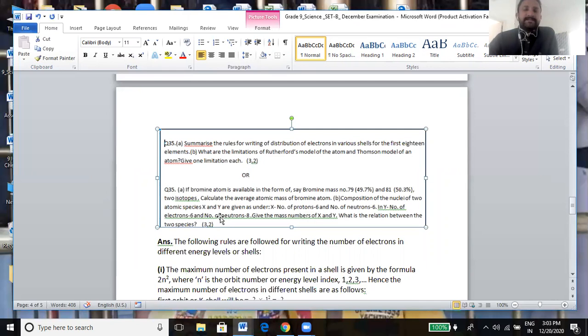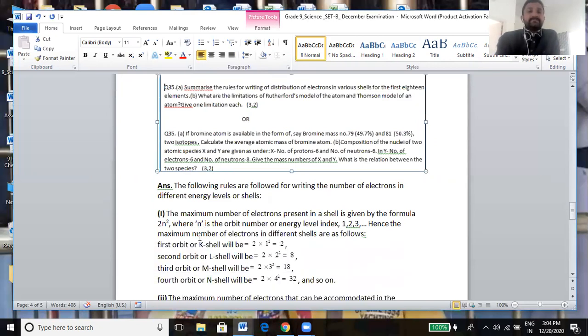35A. Summarize the rules for writing the distribution of electrons in the Bohr shells for the first 18 elements. That's simple. The maximum number of electrons in a shell can be calculated by the formula 2n square. And the maximum number of electrons that can be accommodated in the outermost shell is 8. And third one, you will fill it in a stepwise manner.